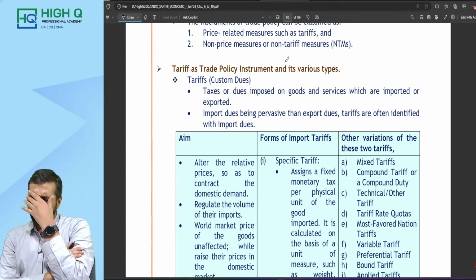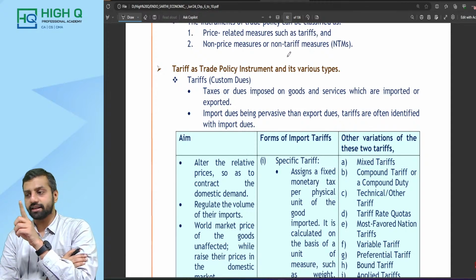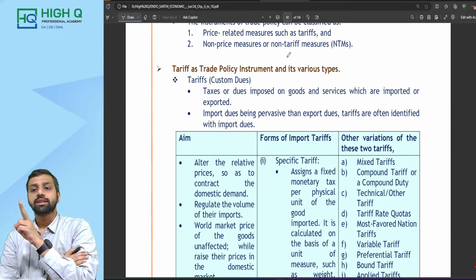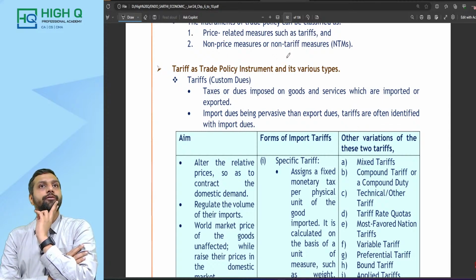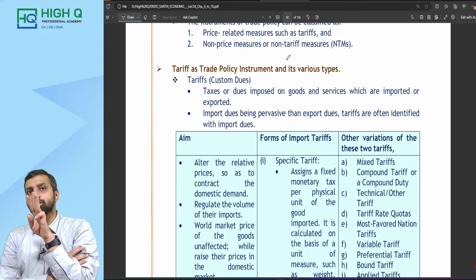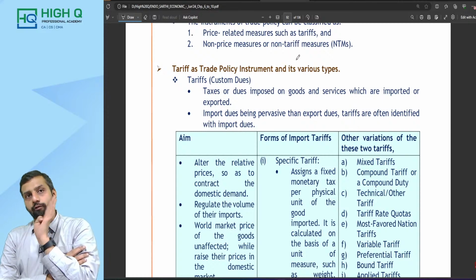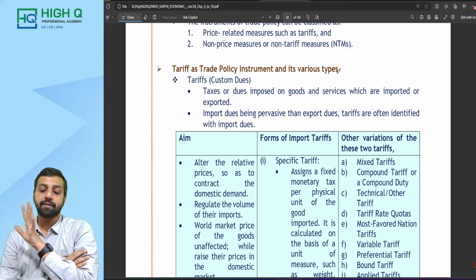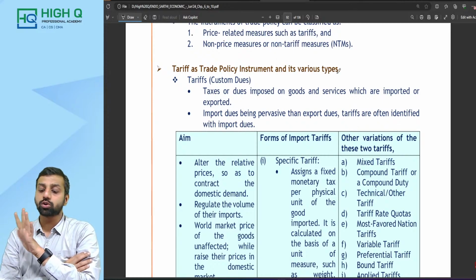So there are 5 to 6 theories. First is mercantilist. Second is by the name of absolute advantage. Third, relative advantage, comparative advantage. Fourth is Heckscher-Ohlin theory, and fifth one is new trade theory.